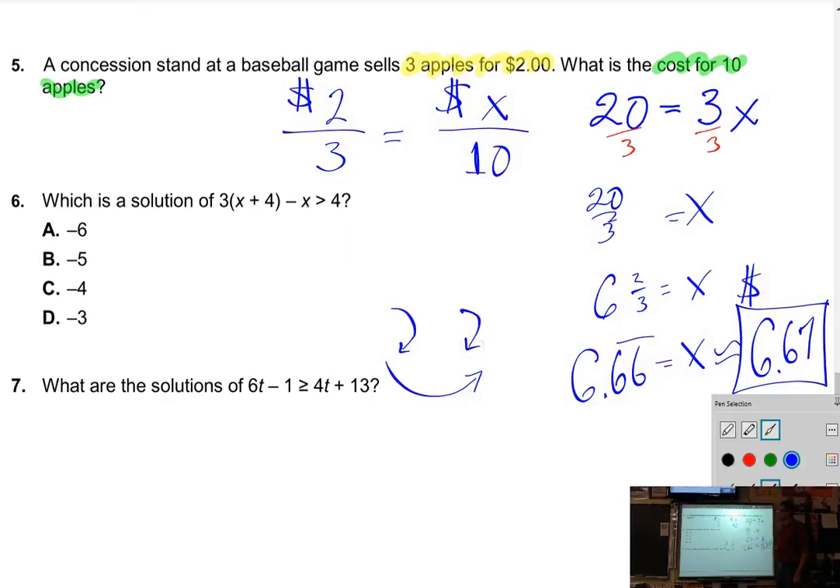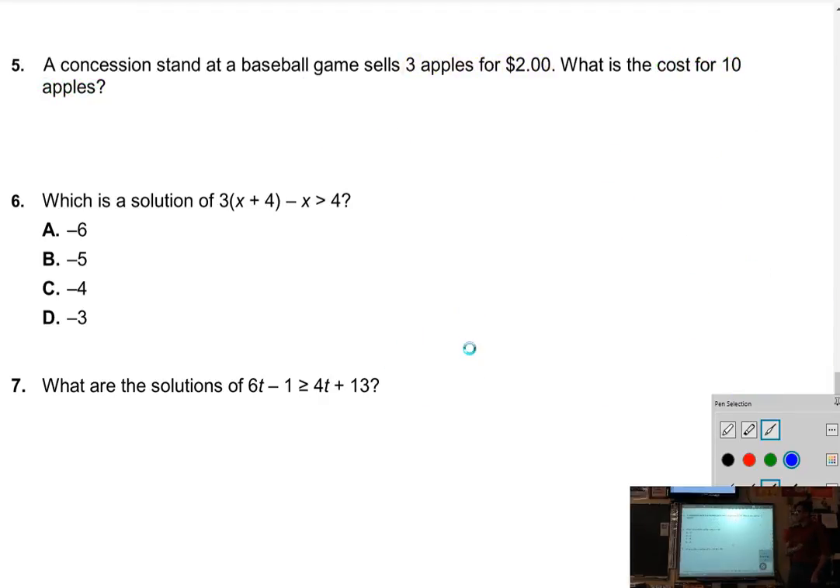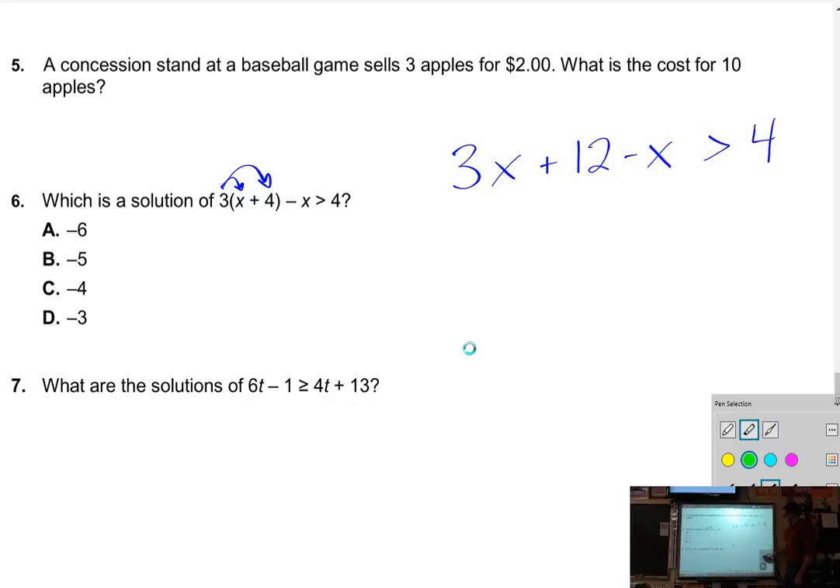Now, in my question down here, which is a solution, we have multiple choice. So you could guess and check, but guess and check is a lame method for solving. So we would rather simplify the inequality and think about it that way. So I'm first going to do the distribution because I have a value up against parentheses. So that gives me 3x plus 12 minus x is greater than 4. I can then combine my like terms. I have a negative x and a positive 3x.